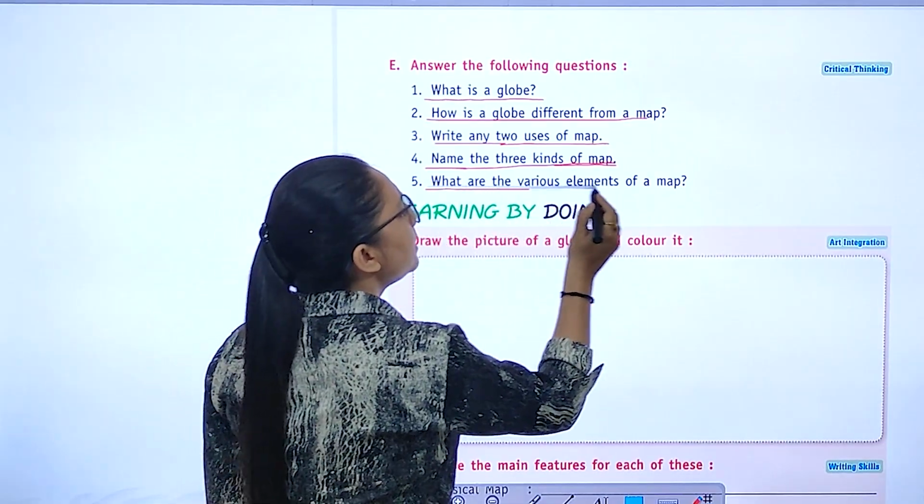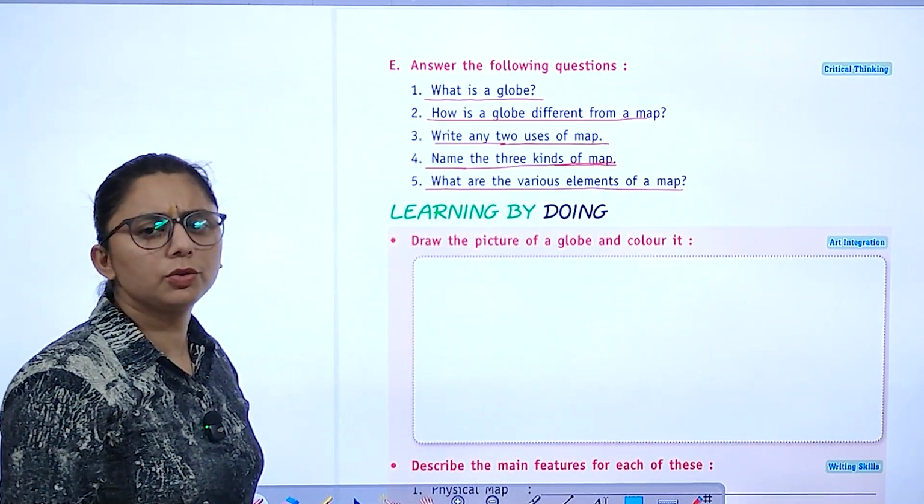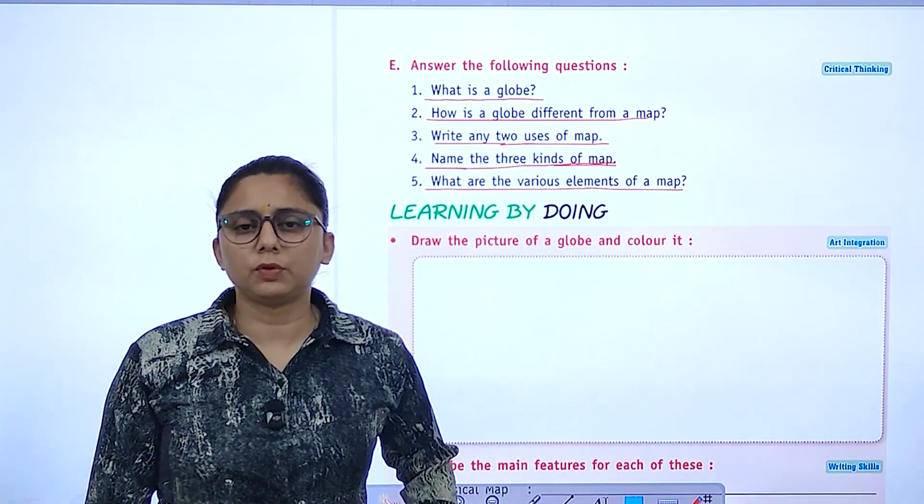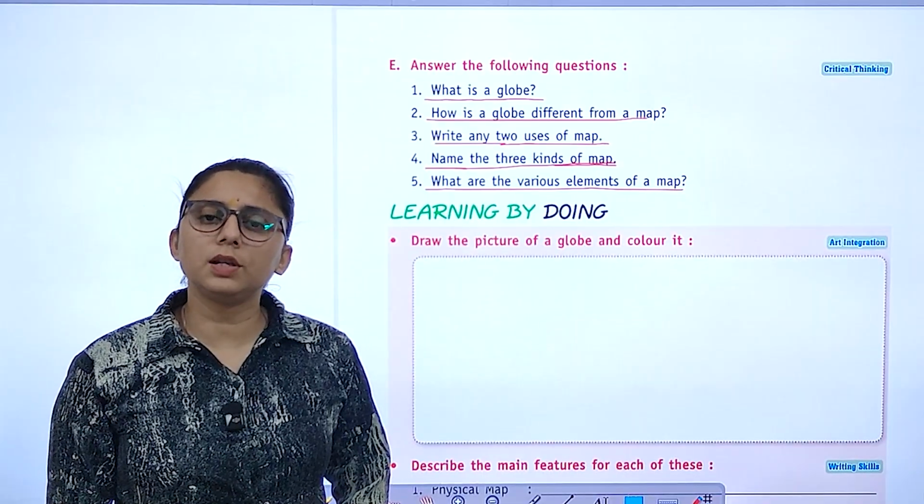What are the various elements of map? क्या-क्या different elements होते हैं map के? Right? That you have to write. Right? So this is all in this chapter.